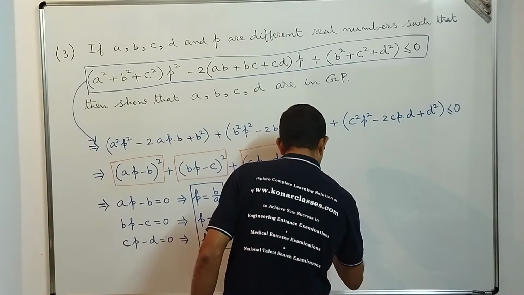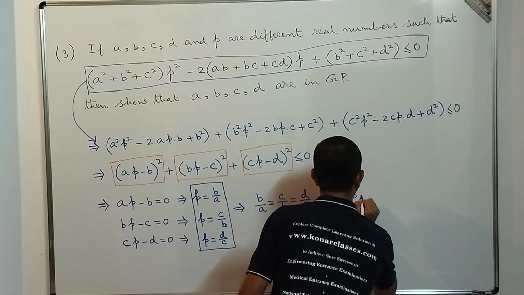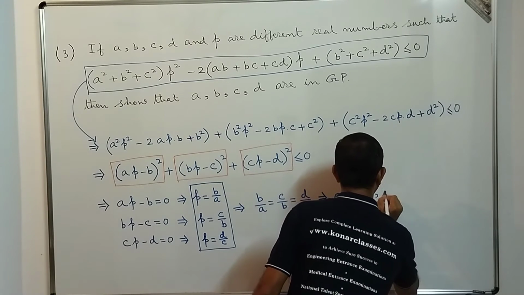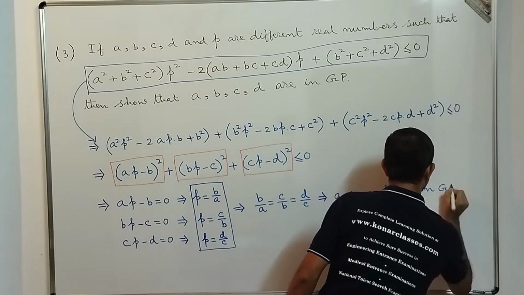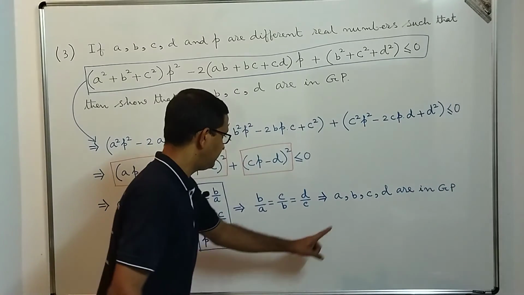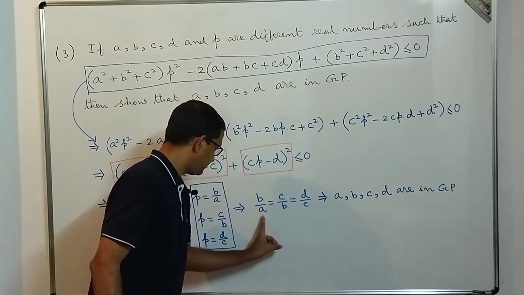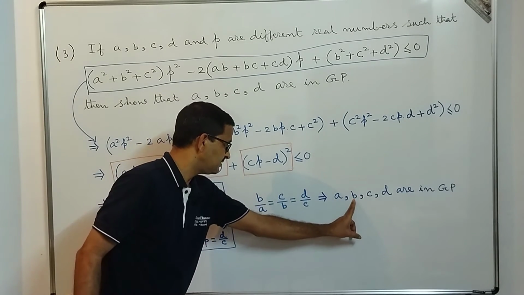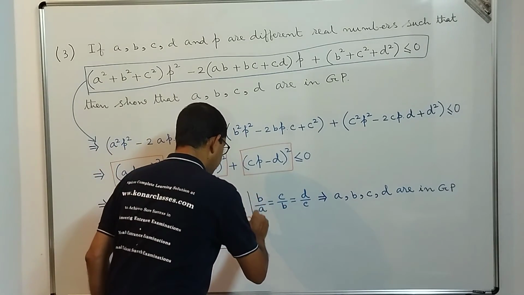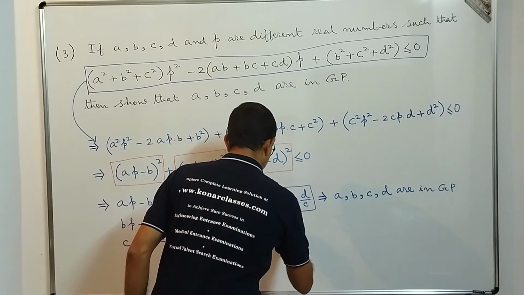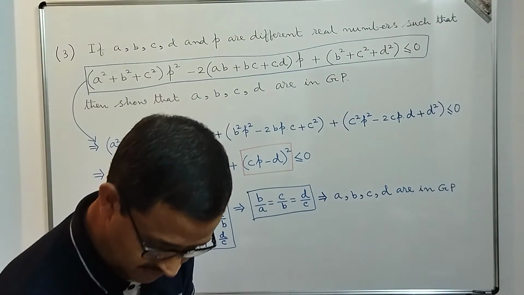So from here we can write, dear students, that A, B, C, D are in GP, geometric progression, because the value of B by A is equal to the value of C by B is equal to the value of D by C. Correct? We are able to prove it. Okay, dear students, so I hope you got a very clear idea. Now let's proceed to the next question.